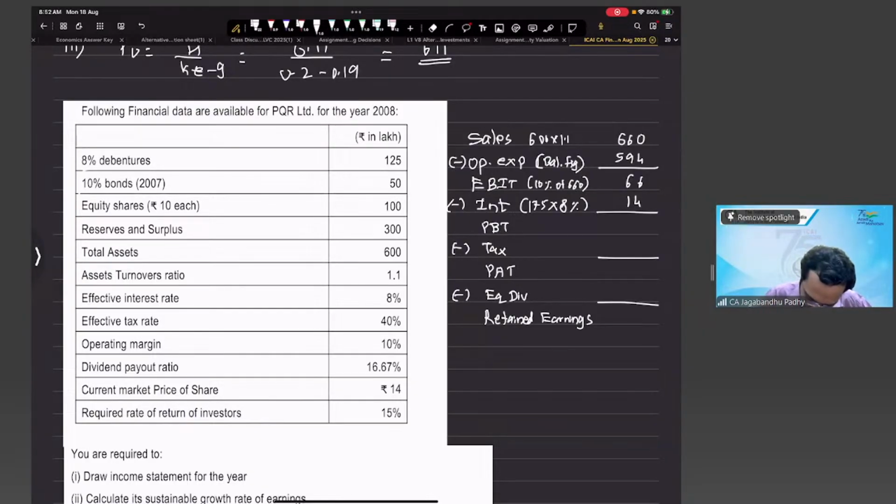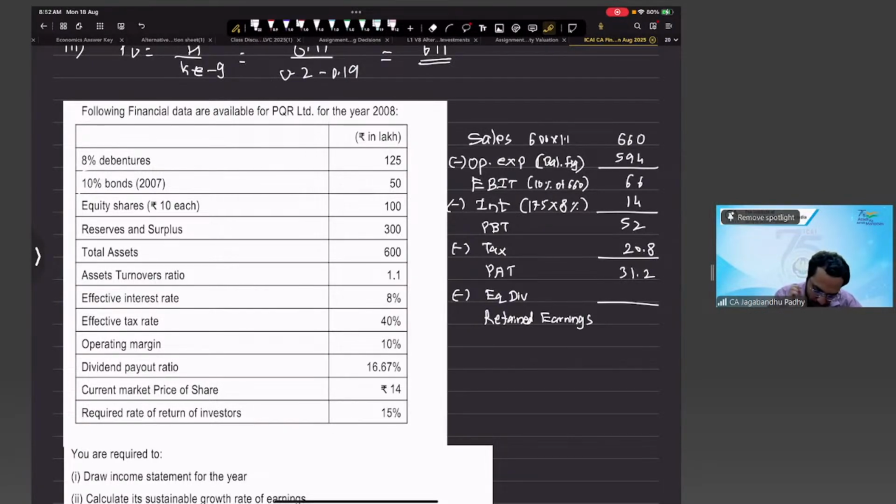So PBT is how much, guys? 66 minus 14, 52. Tax rate 40%. So 52 minus 20.8, 31.2. Sir, why haven't we taken 10% interest on one? Because you have been given an effective interest rate of 8%. This is the combined rate of interest applicable on both of them using the IRR method, effective yield or effective rate of interest method.